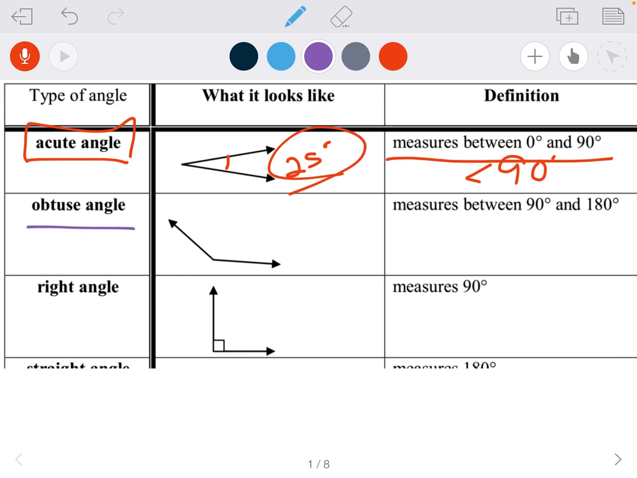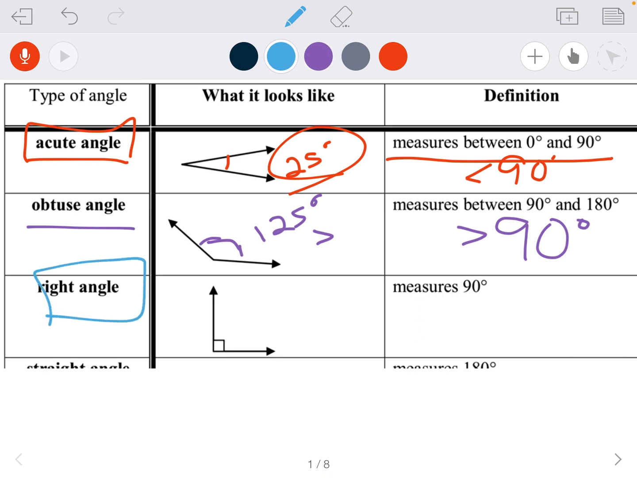Obtuse. Obtuse, I just think large, obtuse. Sometimes I think obese, if you know that word means it's large. So that means it's going to be greater than 90 degrees. So I could possibly, if I were naming that, say that this was 125 degrees because the angle is greater than 90. And as you hopefully know, right angles are equal to 90 degrees. Their measure is 90 degrees.